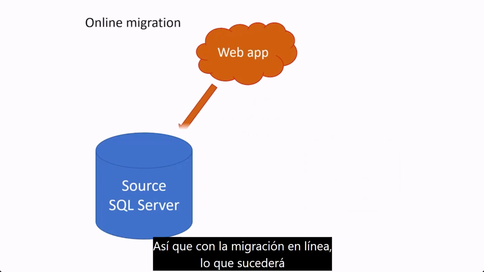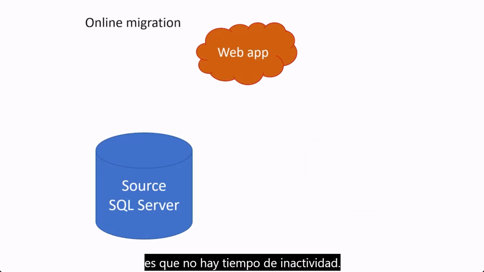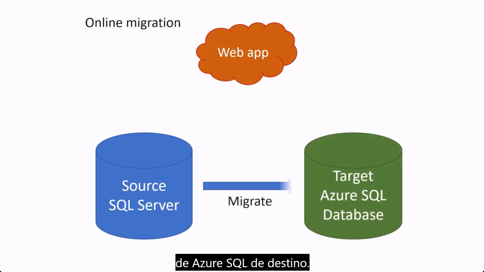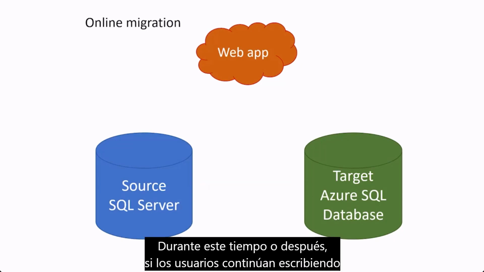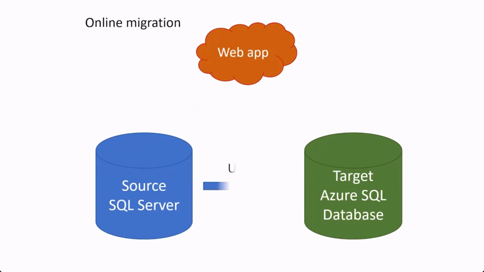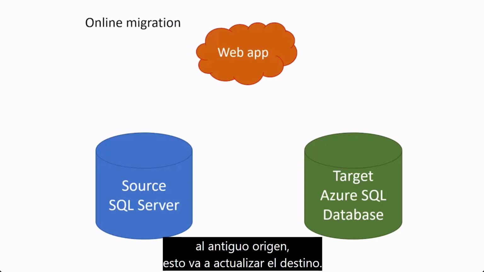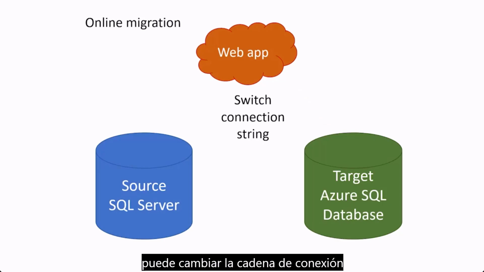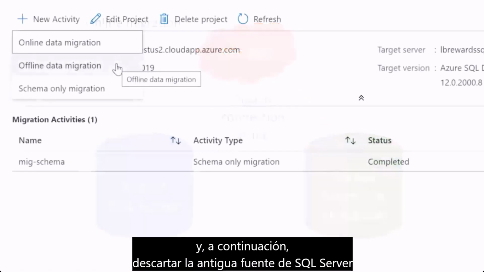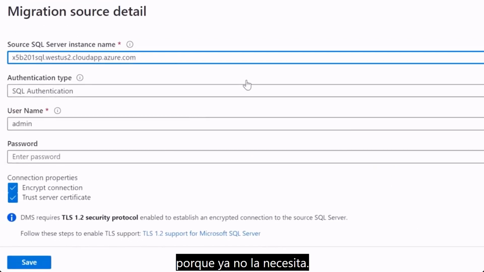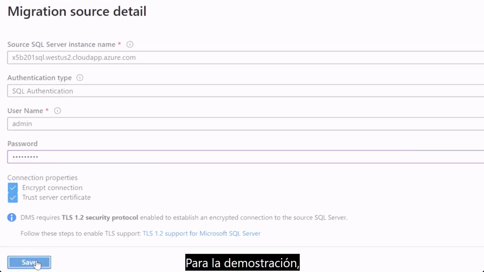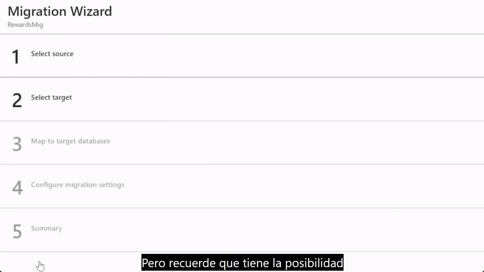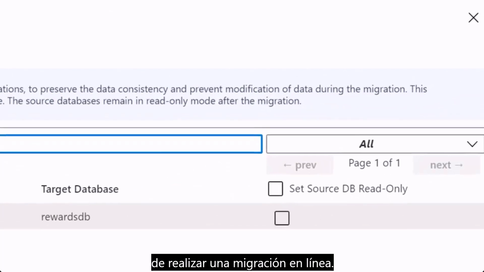So with the online migration, you don't need the downtime. You're going to do the migration to the target Azure SQL database. During this time or after this time, if users are continuing to write to the old source, this is going to be updating the target. And like this, when you're ready, when you have run all your tests, you can switch the connection string, and then only you can discard the old source SQL server because you don't need it anymore. Now here, for the demo, I'm using an offline migration because it goes faster, but remember that you have the possibility to do an online migration as well.